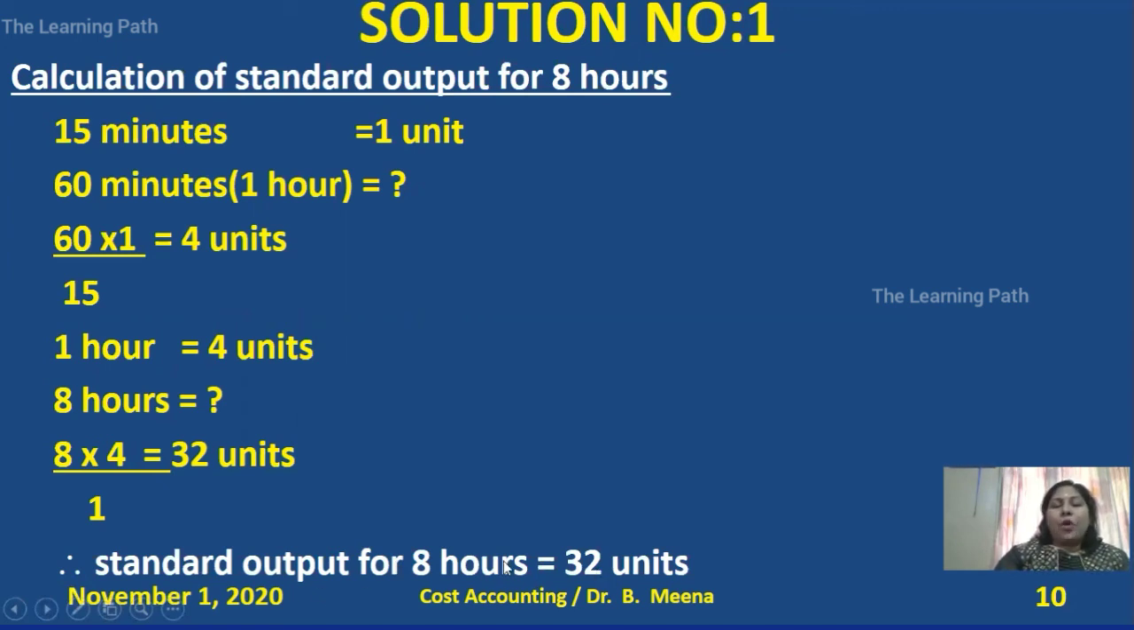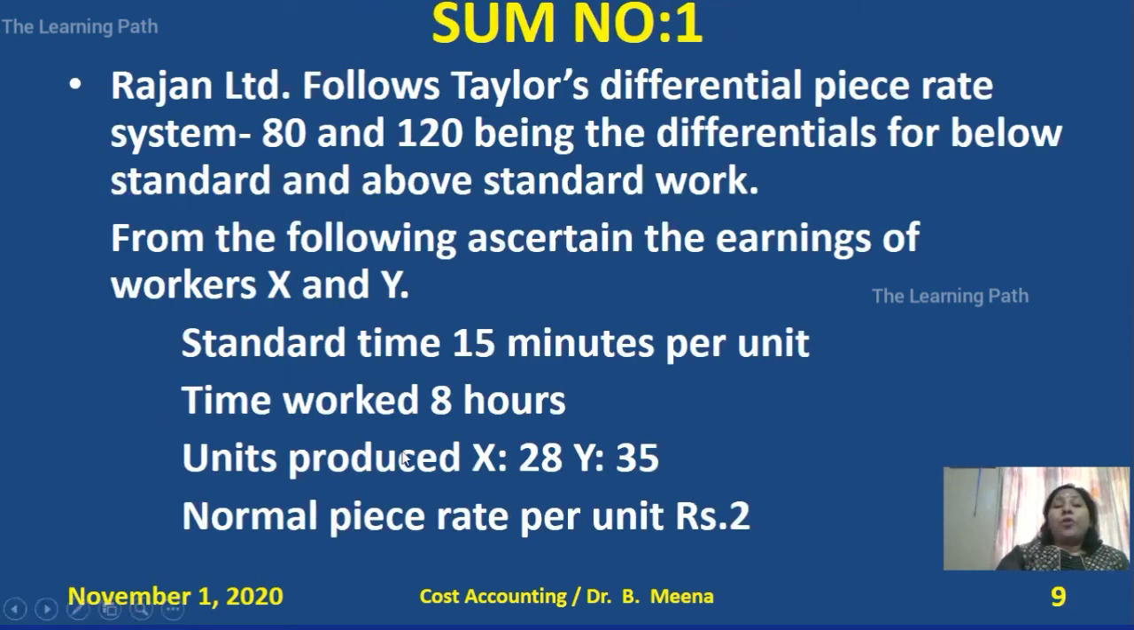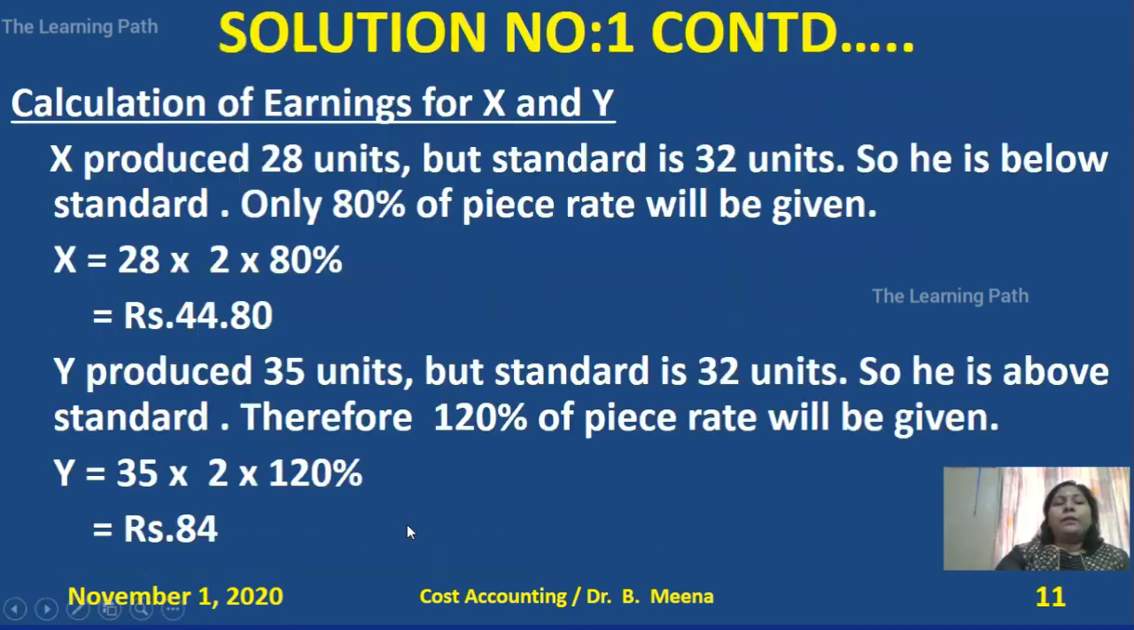Once I calculate standard output, I'll always tell you to look at the problem where the piece rate is given. As per this problem, the piece rate is given. Now we will move on to calculate the earnings of the workers. So calculation of earnings for X and Y. X produced 28 units, but standard is 32. So X is below the standard. Only 80% of piece rate will be given. X is equal to, what is the production? 28. What is the piece rate given in the problem? 2 rupees. And what is the differential applicable? 80 percent. So you'll get the answer rupees 44.80.